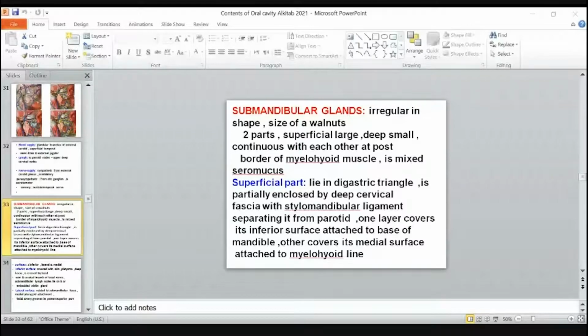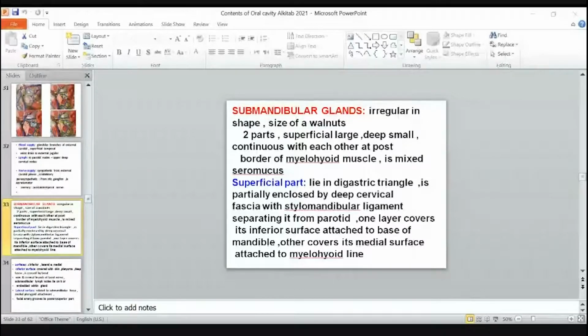Then here on this slide, on the right side, you see the oral cavity opened. This is the inferior surface of the tongue. The tongue has been elevated. Some of the mucosa of the inferior surface of the tongue and the floor of the oral cavity has been removed. You see here in the floor of the oral cavity this elevation, which is called the sublingual fold.